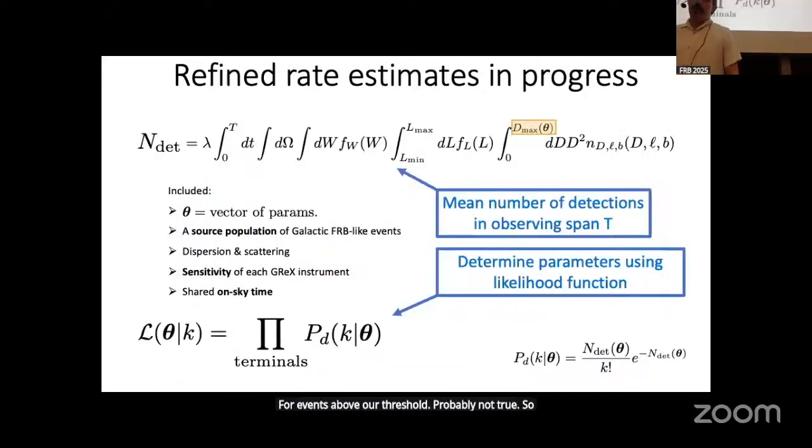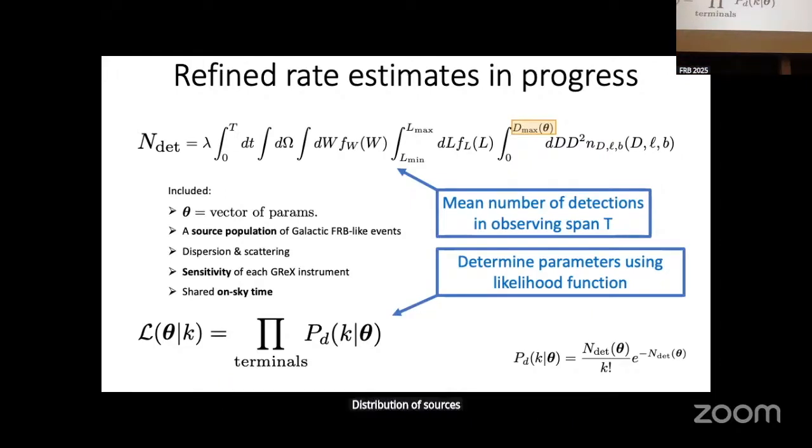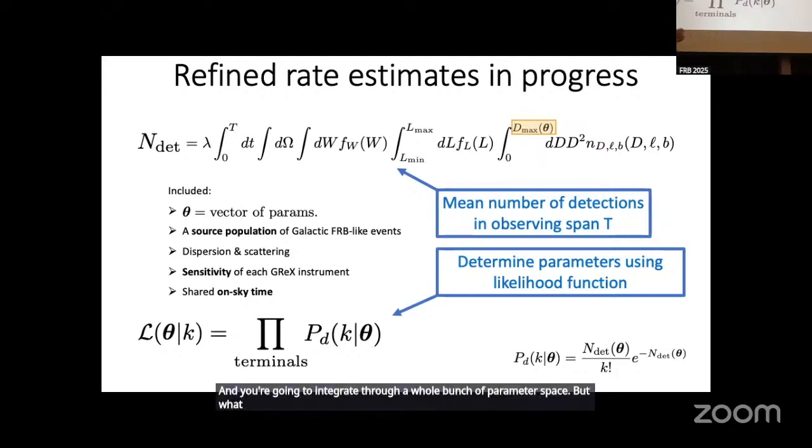So what we're doing now is looking at refining these rate estimates by doing a kind of standard source counting where you take some distribution of sources. This is that N subscript D in galactic coordinates. And you're going to integrate through a whole bunch of parameter space. But what's really doing the heavy lifting here is this D max as a function of theta.